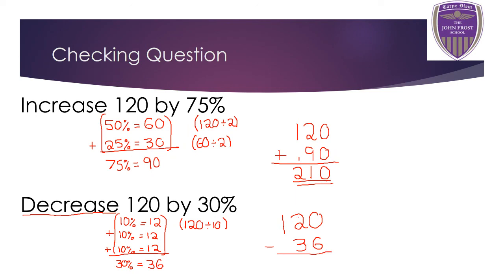So I can't do 0 take away 6, so I need to borrow 1 from the 2. 10 take away 6 is 4. Can't do 1 take away 3, so I need to borrow 1 from this one on the end in there. So I've got 11 take away 3, which is 8. Sorry, and that should have become 0. So I've got nothing left to take away now. So 0 take away nothing is 0. So my final answer is 84. Okay, if I decrease 120 by 30%, I get 84.